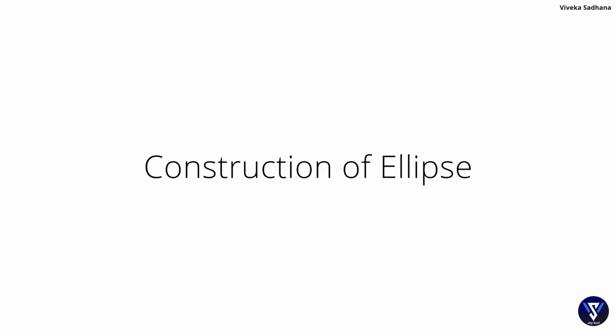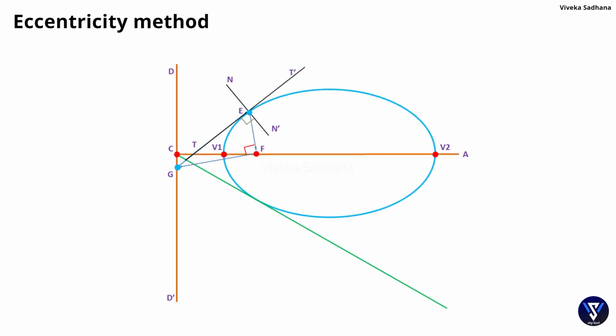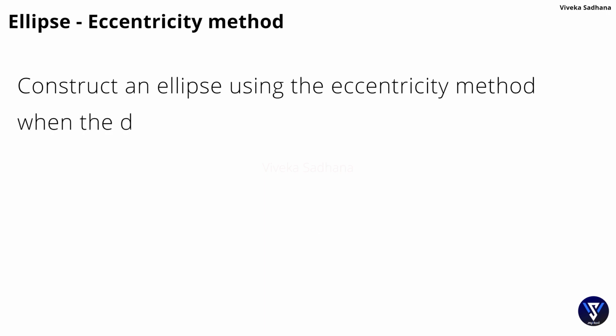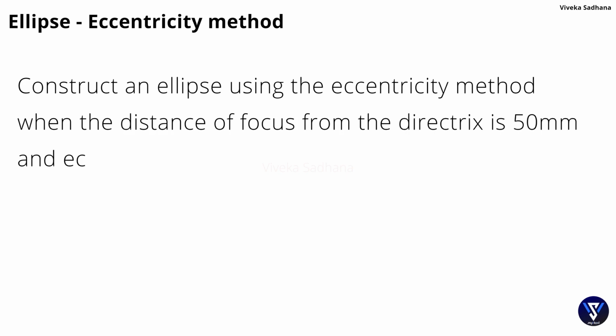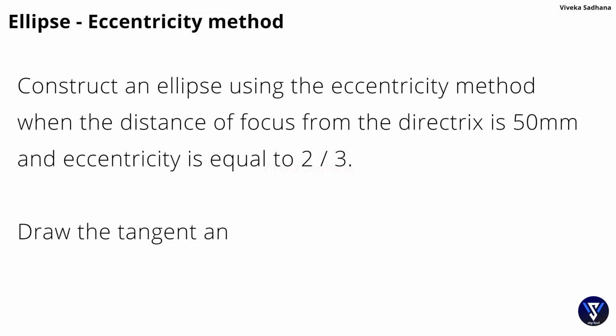Welcome to the session on Construction of Ellipse using Eccentricity Method. Let us begin. Construct an ellipse using the eccentricity method. When the distance of focus from the directrix is 50 mm and eccentricity is equal to 2/3, draw the tangent and normal at any point on the curve.